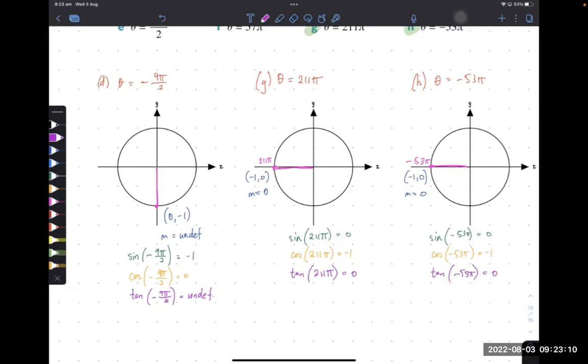Does this make sense? So values on the unit circle. Now you understand the basics. You should be able to do 14C as well. It's the same thing. Yeah? We good?